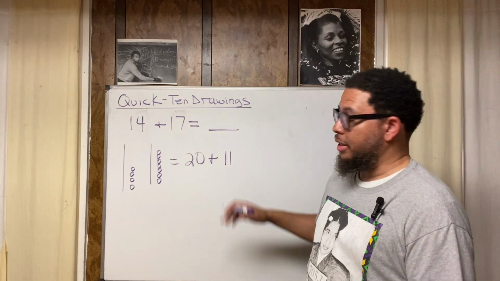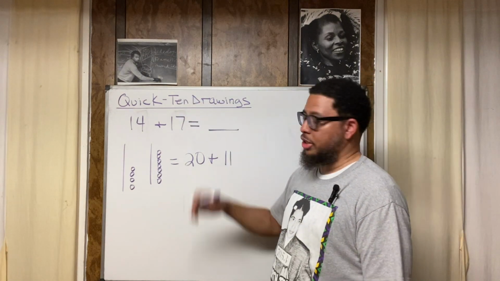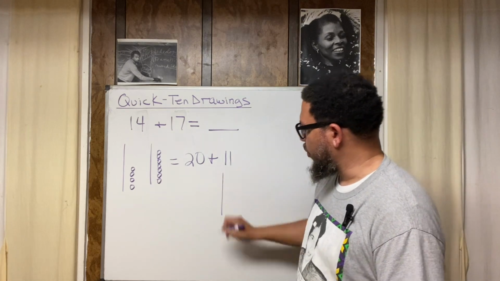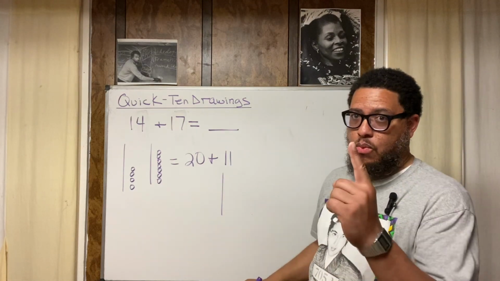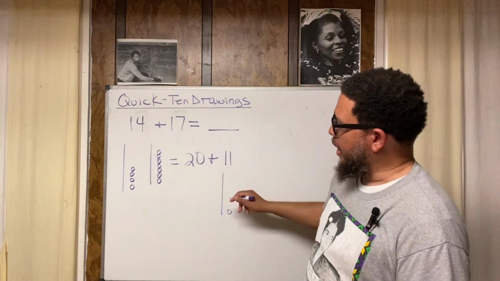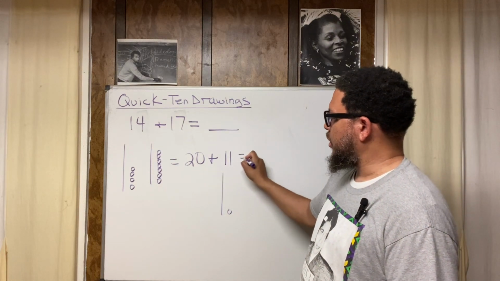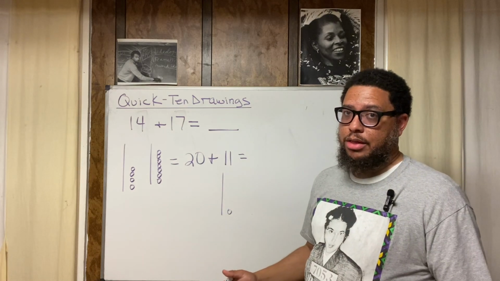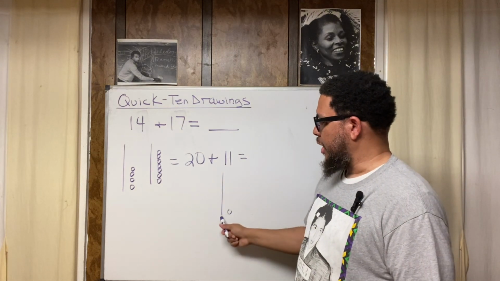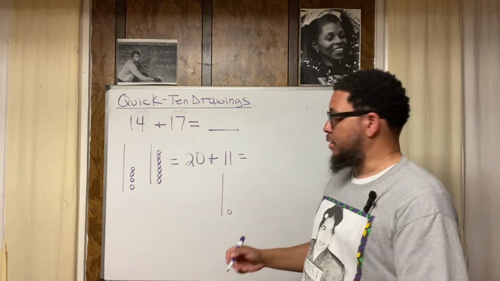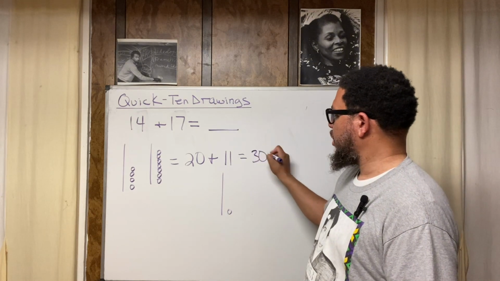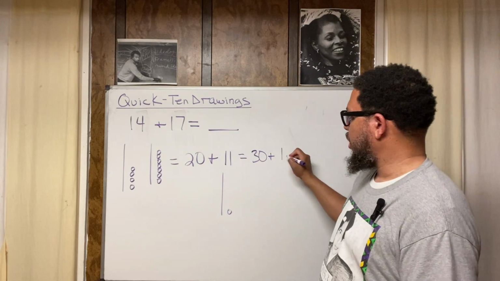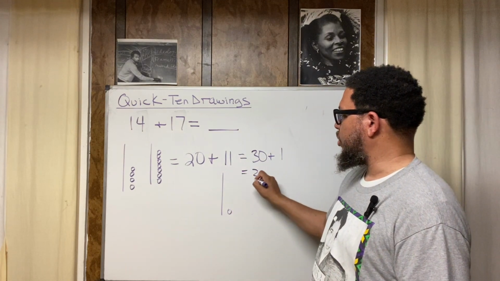All right, if my add-in is greater than 10, I'm going to make another quick 10 drawing to break this down. So I say, how many 10s are in this? 1. So I put one vertical bar. How many 1s are in this? 1. So I put one little circle. And then I say, okay, well, 20 plus 10 is 30. Because how many 10s do I have altogether? I got 3. I already got 2 10s and another 10. Altogether, that's 3 10s, which is 30. And then we got 1. 30 plus 1 is 31.